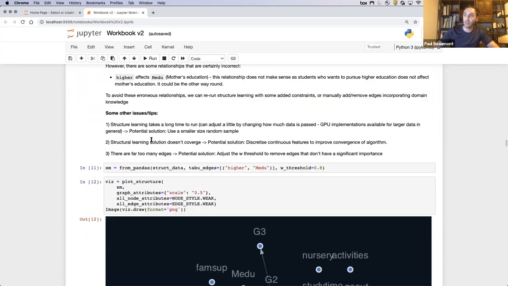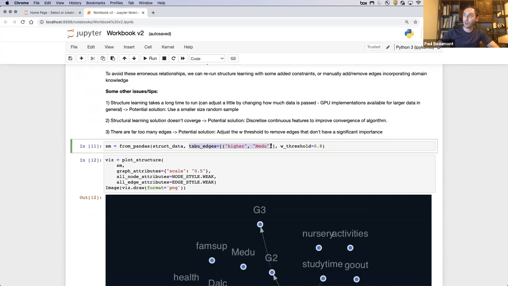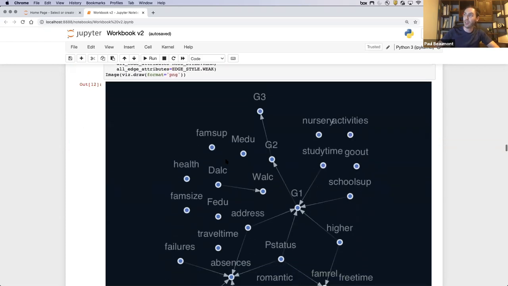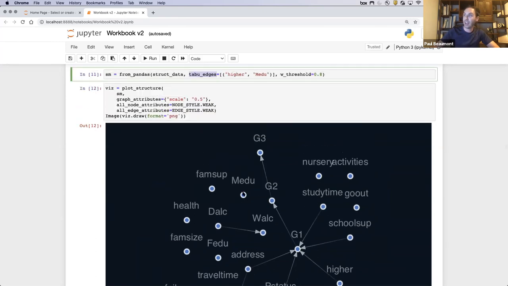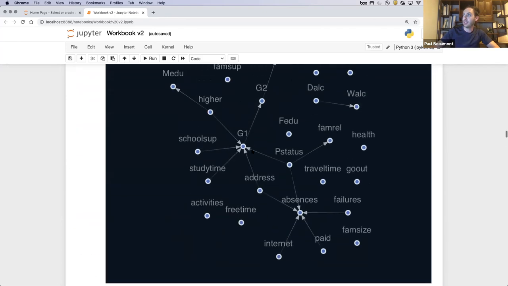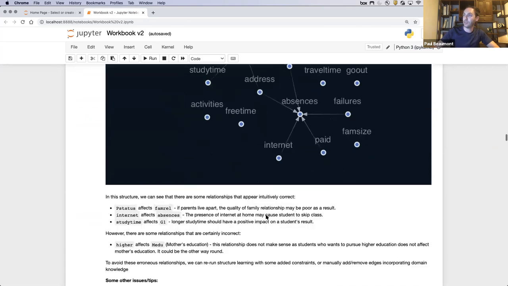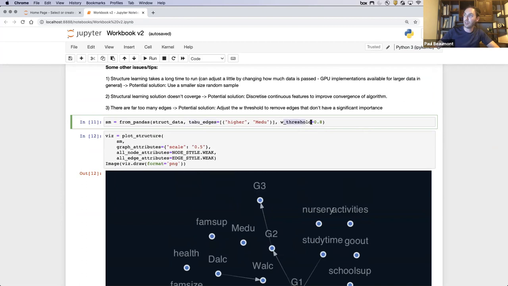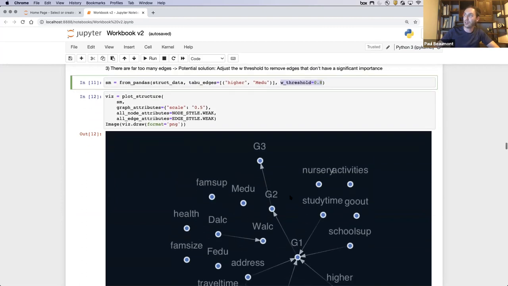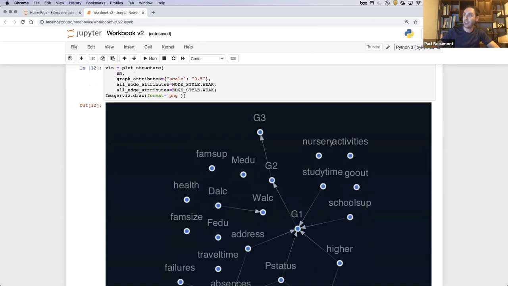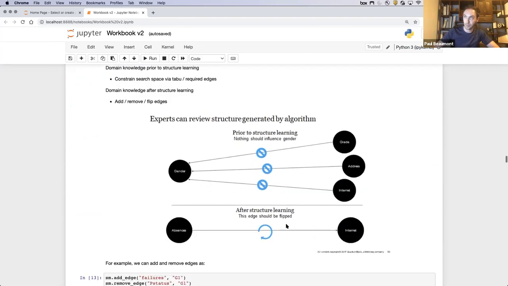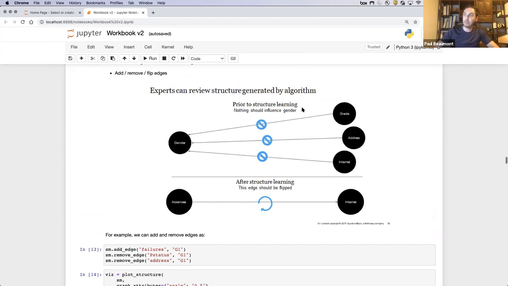The next thing we have to do is correct this. There are a couple of different ways to do it. When you run the structure learning algorithm, you can ban certain edges from being learned in the first place. If we wanted to say it's never possible to go from higher to medu, we could add it into what's known as a taboo list, and if you were to run it, it would ban that edge. So higher to medu existed in the first one. In the second one, we've changed nothing else, we've still got the W threshold of 0.8, but now medu and higher have not been learned, so it's not allowed to learn. But aside from just banning edges, we can actually manually change them as well.